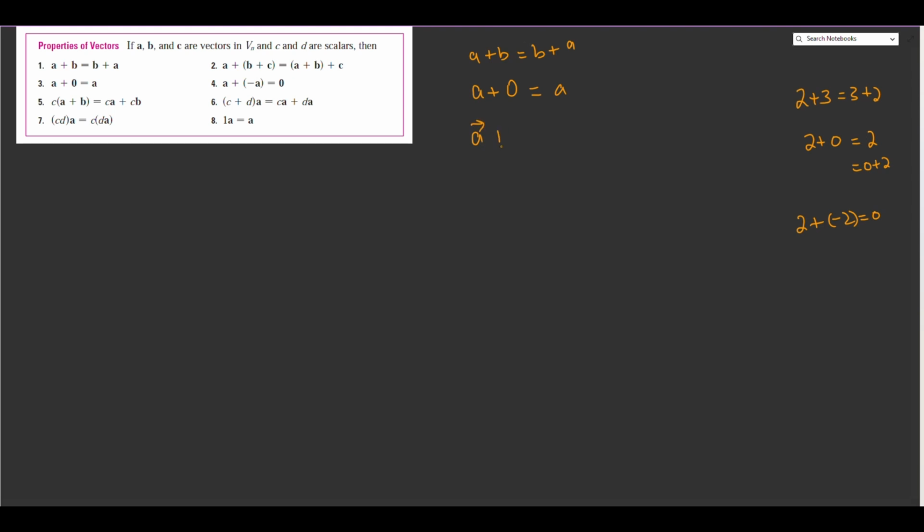So here we have the vector A. When we take its sum with minus A, the answer is equal to 0. What does this mean? Suppose that this is the vector A. What will be minus A? It will have the same magnitude but the opposite direction. So when we take the sum of these two vectors, we return to the origin. So these are some properties of the vectors which you need to understand.